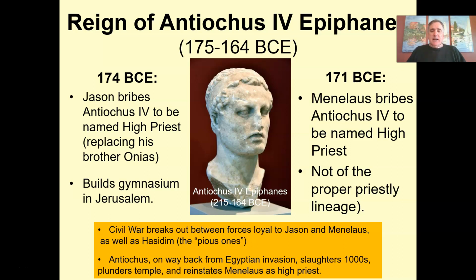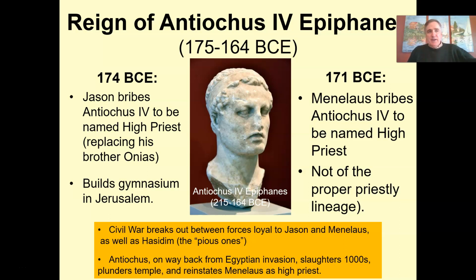It ends up that a civil war breaks out between the forces loyal to Jason and Menelaus, as well as the Hasidim, translated as the pious ones. These Hasidim are trying to throw off all the shackles of Hellenism that they see as corrupting the faith. So they're coming at this from a different perspective than the two forces of Jason and Menelaus.